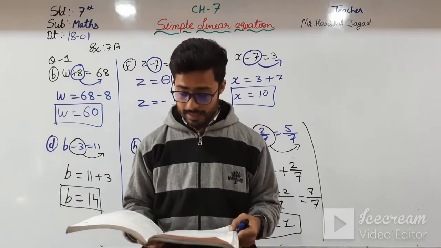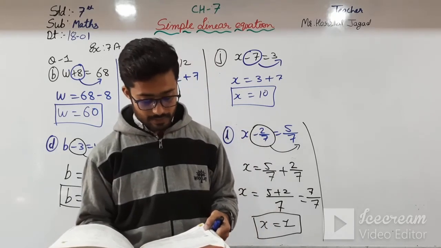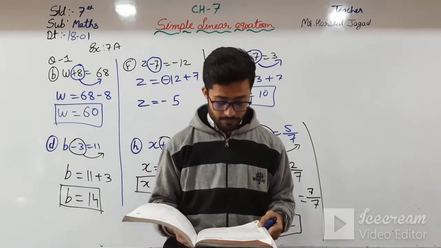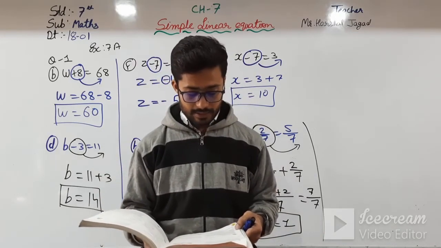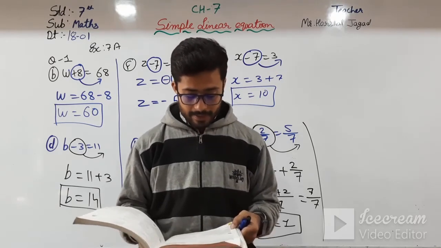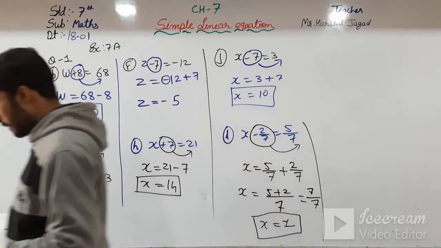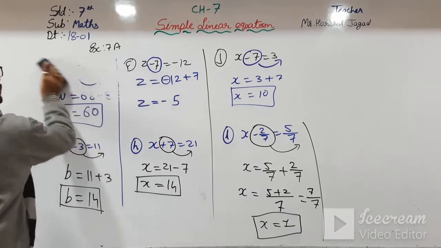Here you can see examples are given. For example, if 3x is equal to 12, then x is equal to 4. If we substitute this value for x in the equation, we get 3 into 4 is equal to 12. Okay. Here you can see example number 1. Let us do that.